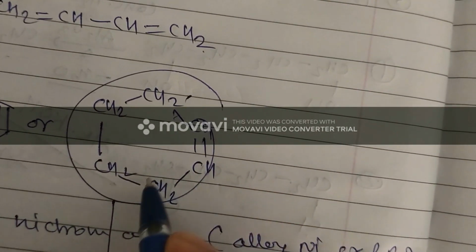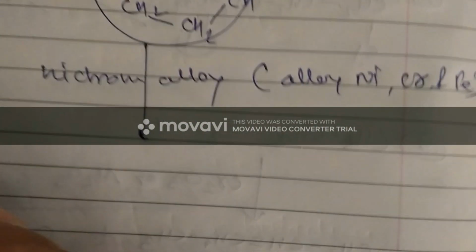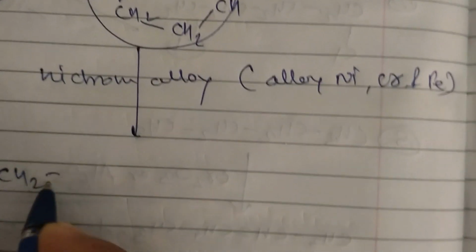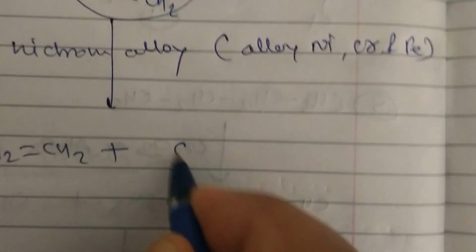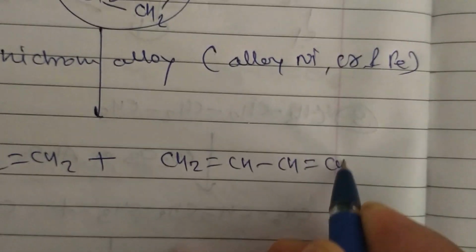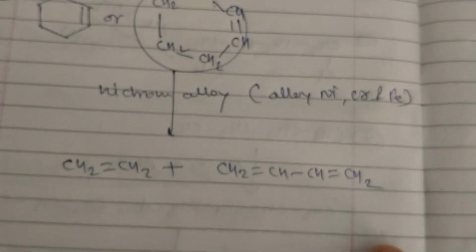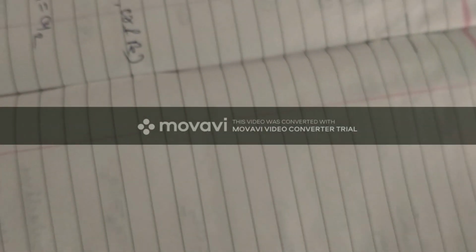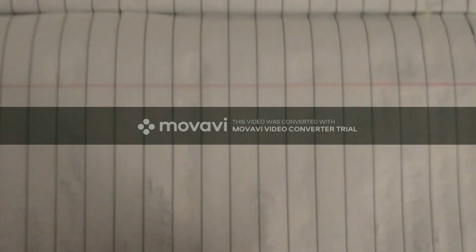So when this cyclohexene is passed through this alloy, the molecule breaks and is converted into ethene plus 1,3-butadiene. So these are the preparations of 1,3-butadiene.